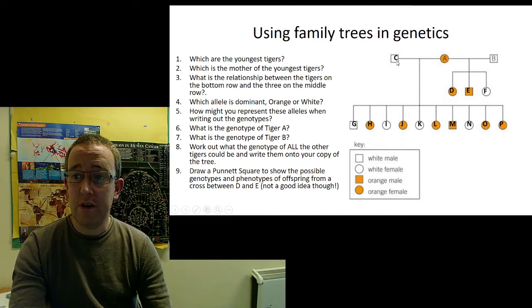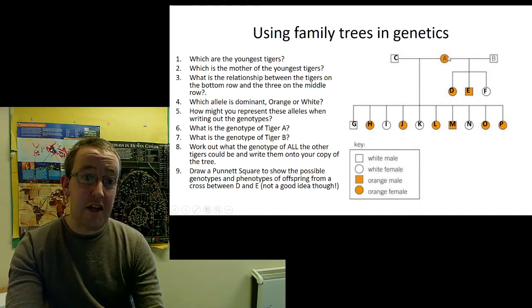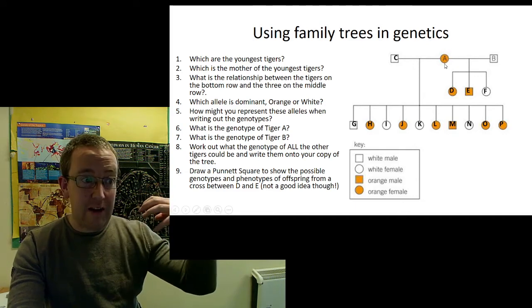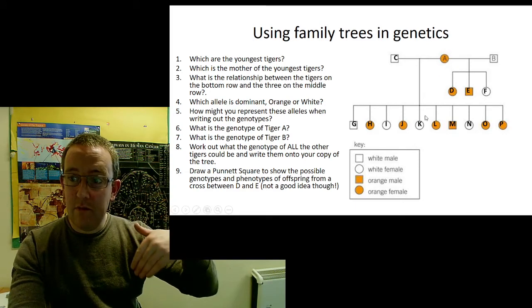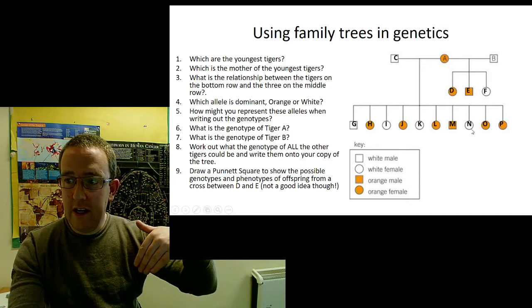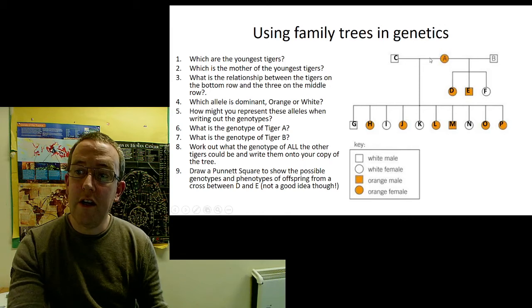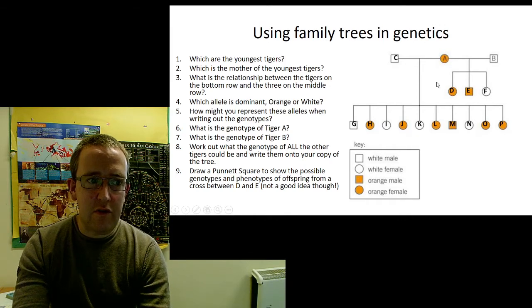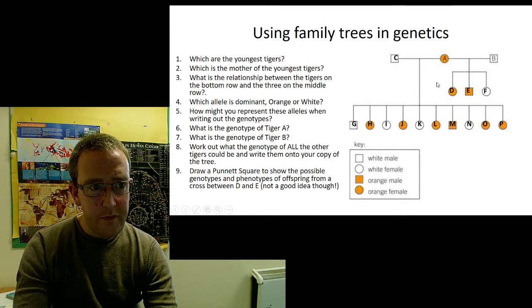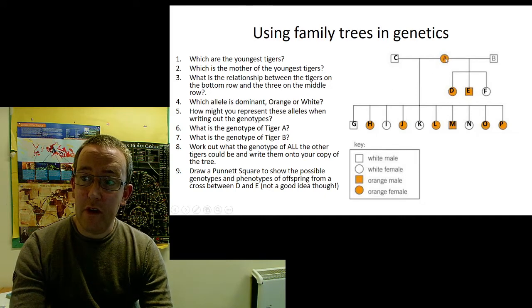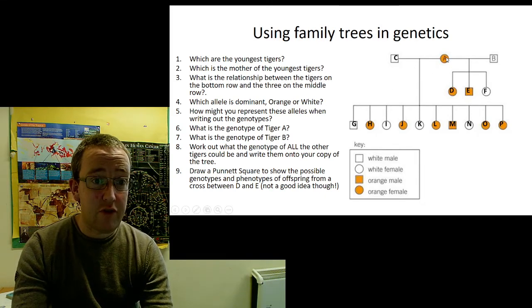So that one's always going to donate a smaller white gene, and this one is going to have a dominant orange gene, orange allele showing up, and in the cases of G, I, K, and N, has donated a recessive that was hiding away in that individual A there. Okay, so genotype of tiger A, we reckon should be a dominant and a recessive, heterozygous.